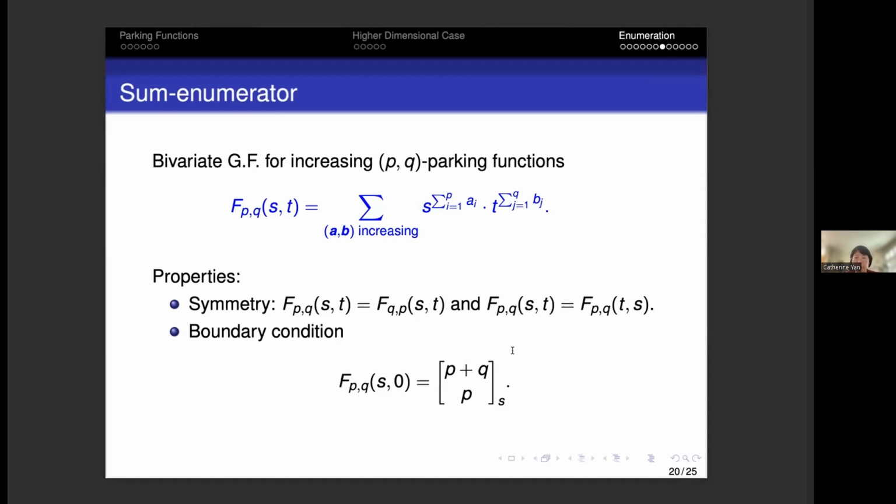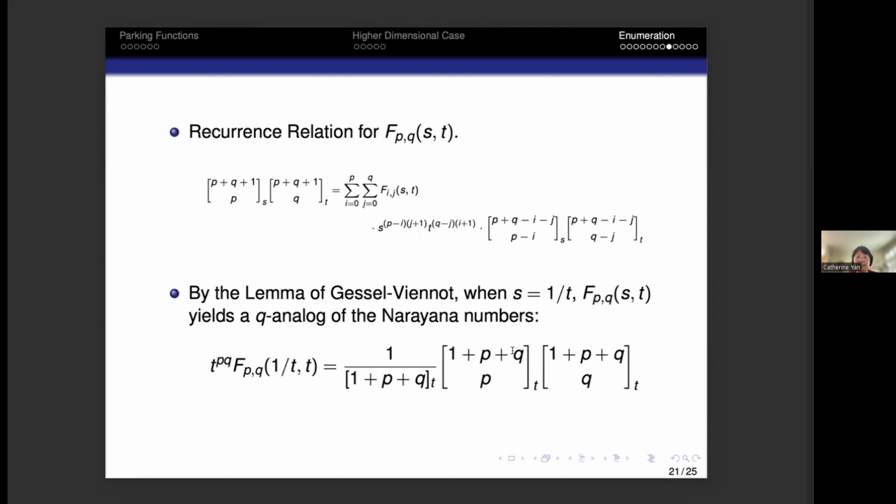Well, my original purpose in studying this was that I wanted to see whether that would give me some kind of different refinement of the q,t-Catalan number.